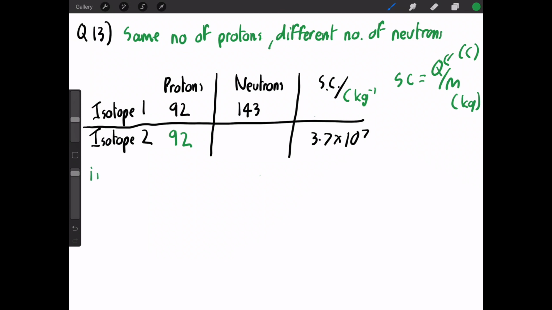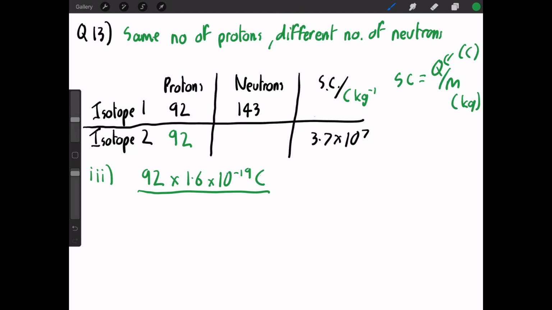Next, part 3, we need to calculate the specific charge of the first isotope and write that down. So we're going to use the formula again. We need to work out the total charge, which will be 92. Remember, neutrons don't have any charge. The charge on a proton is the same as an electron, just positive, 1.6 times 10 to the minus 19 coulombs. I'm going to divide that by the total mass number.